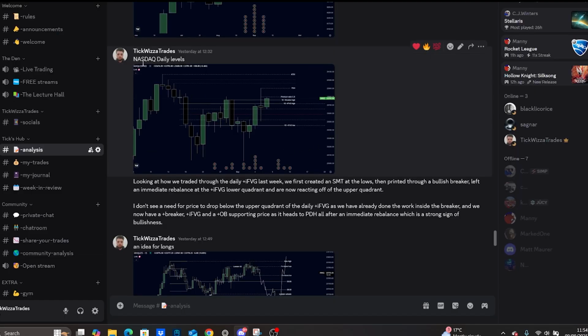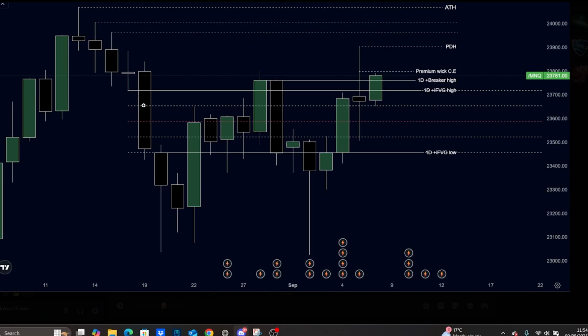So then I go down to the 1 day Nasdaq daily levels. So what I was looking at yesterday, here we were. It might be a bit messy, but these are just quadrants of this gap. So 1 day FVG high, 1 day FVG low, and then these are the quadrants, right? This was where we were trading at before market open, and I was looking at this premium wick.